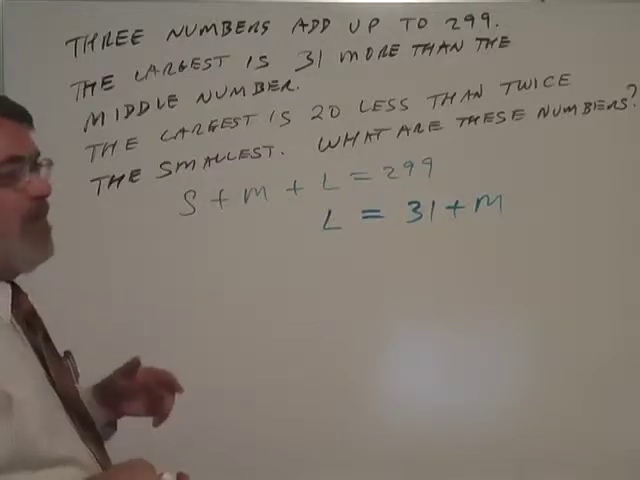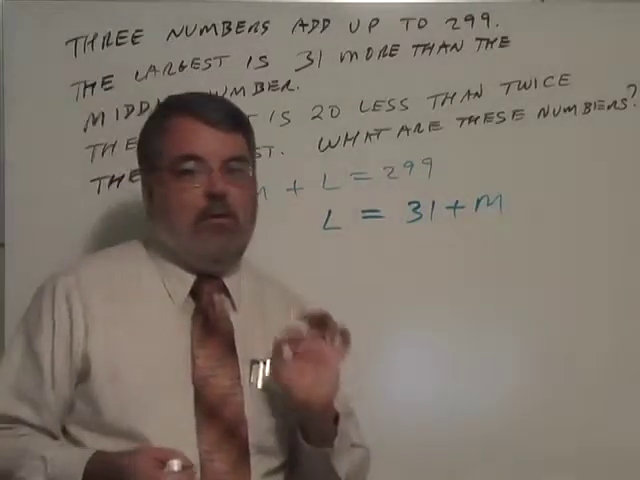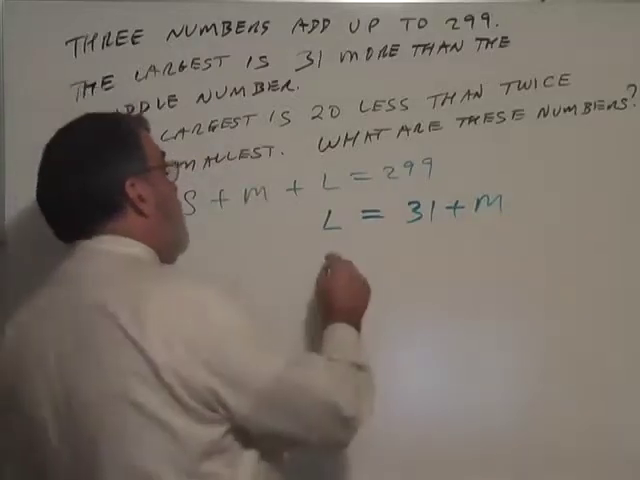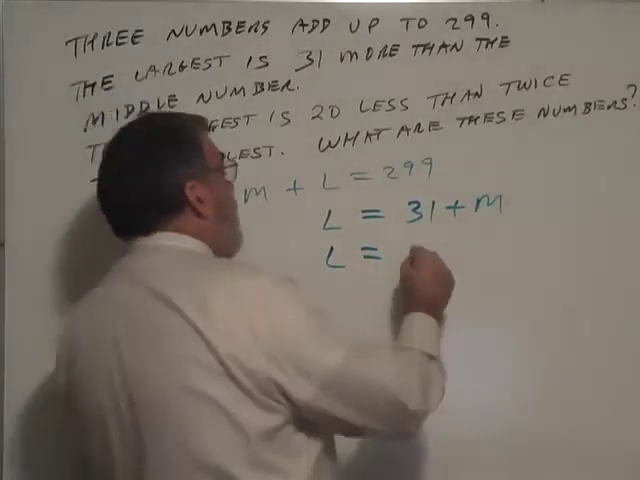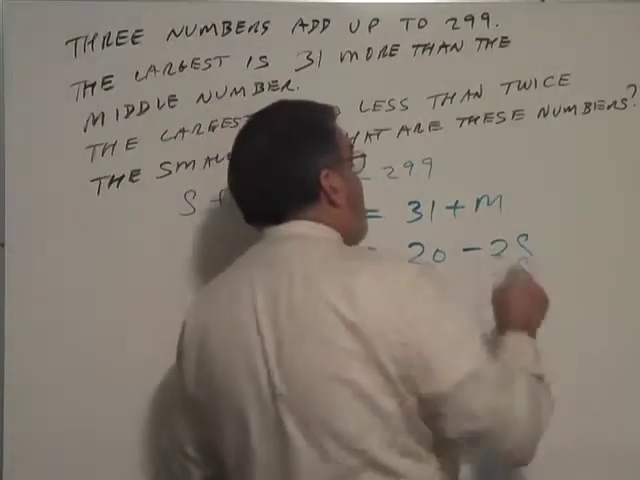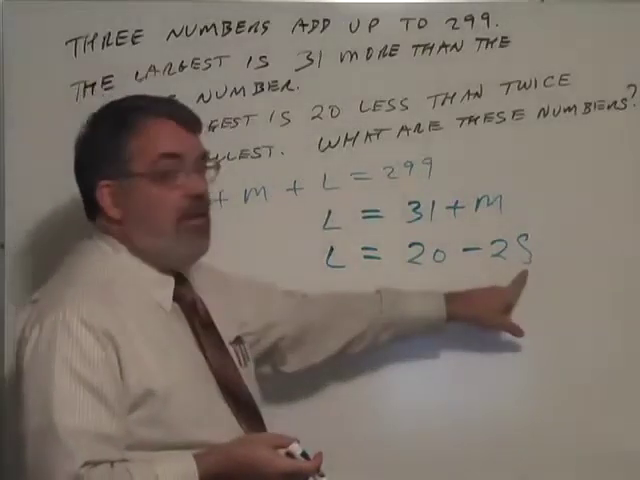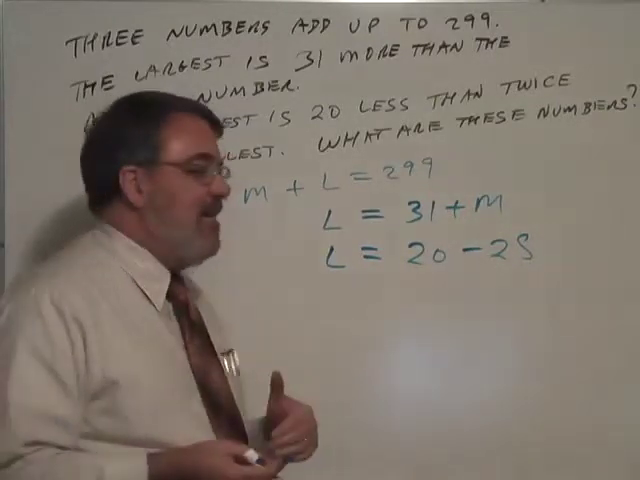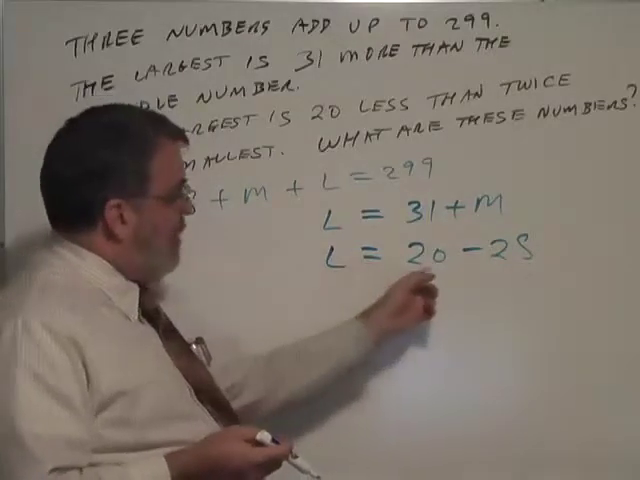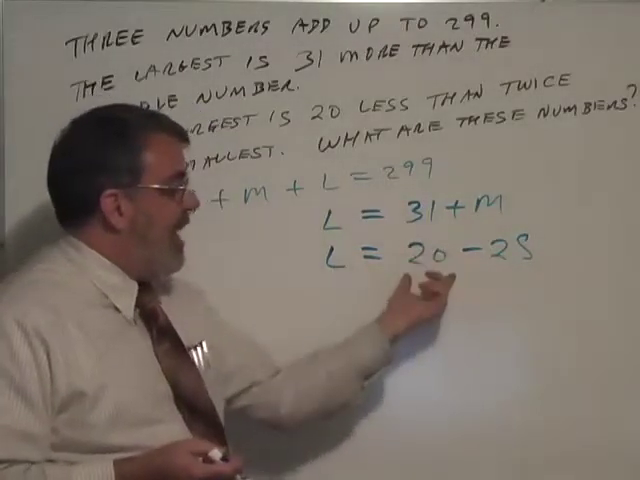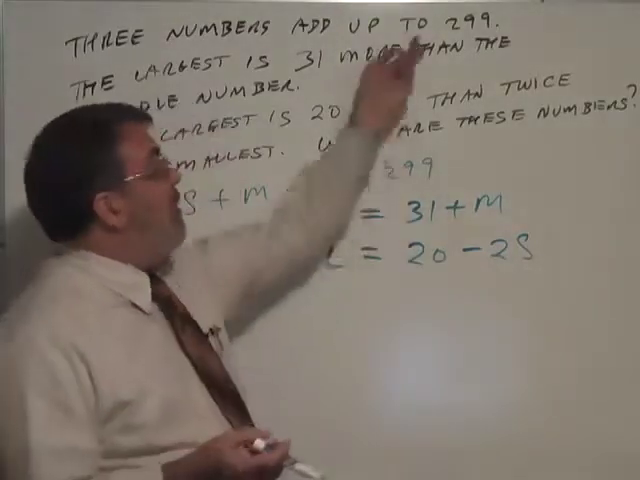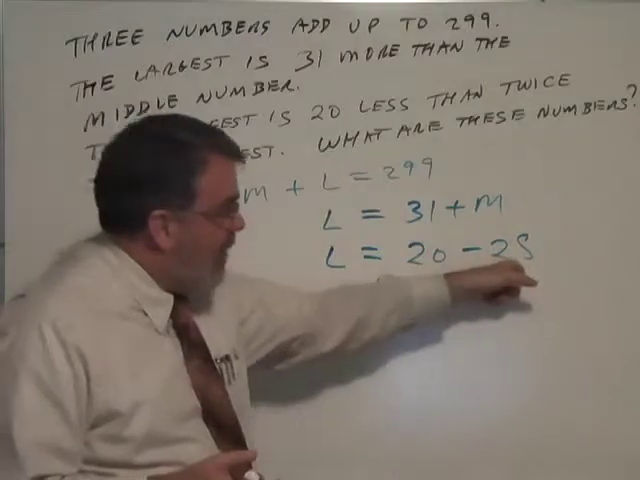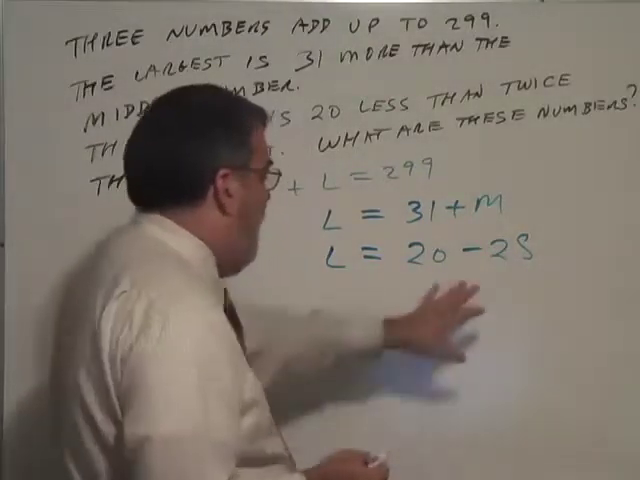The last clue can throw people if you're not careful. I'm going to write it down wrong first of all, then I'll correct it, so I can show you where the trip-up happens. The largest, L, is 20 less than twice the smallest: 20 minus 2s. Now, what is wrong with that? Twice the smallest is 2s, and 20 less than means subtract from, not this number. If you wrote L equals 20 minus 2s, the largest number would actually be smaller than 20. How can that be? If three numbers add up to almost 300, then the largest should be around 100 or more, shouldn't it? So the largest number cannot be less than 20. And so we wrote that backwards.